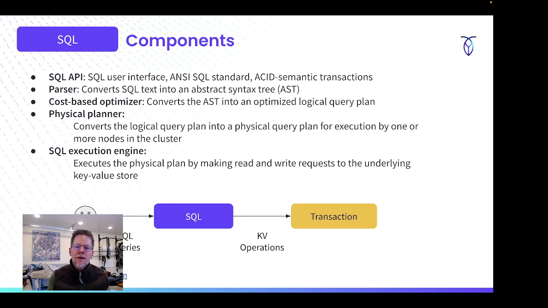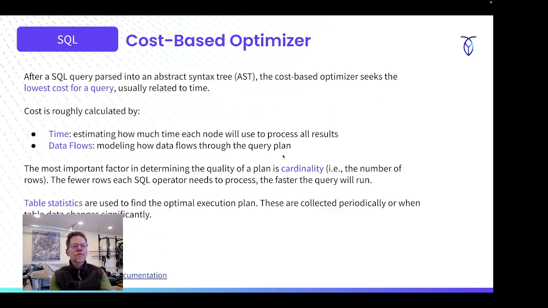The Cost-Based Optimizer will run through a lot of different permutations and find the most efficient one. We also have a physical planner, so because we're a distributed system, it takes that logical plan and then converts it into a physical plan, and that's what is set up for execution on one or more nodes in the cluster. And then finally, we have the SQL execution engine, which executes that physical plan by making read and write requests to the underlying key value store. So kind of a high level overview of the components, but we'll dig in a little bit more on those.